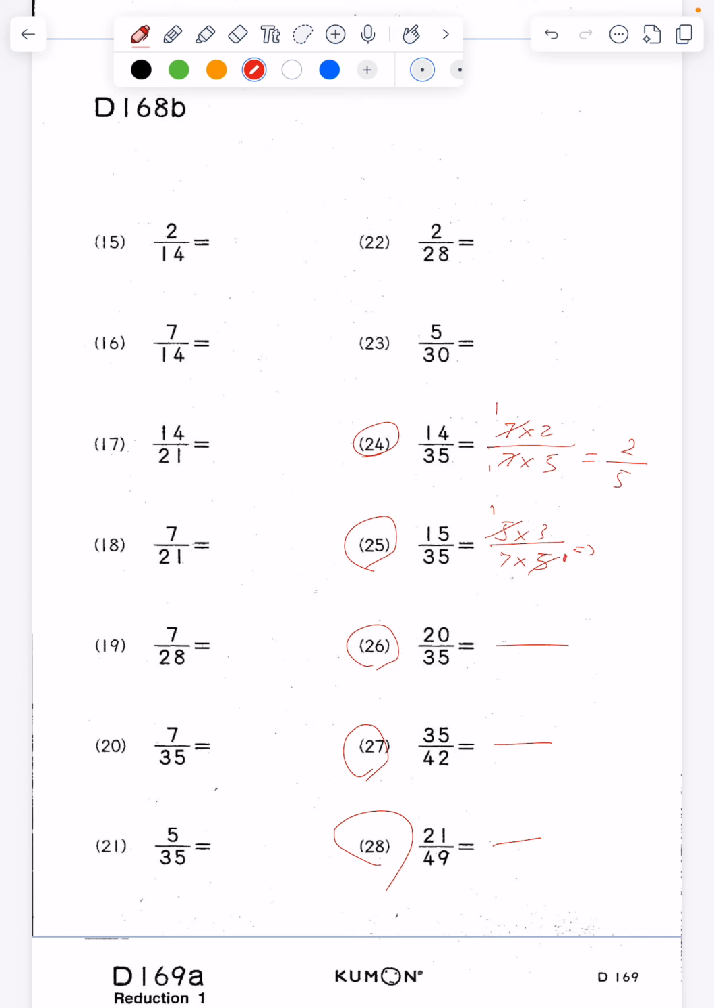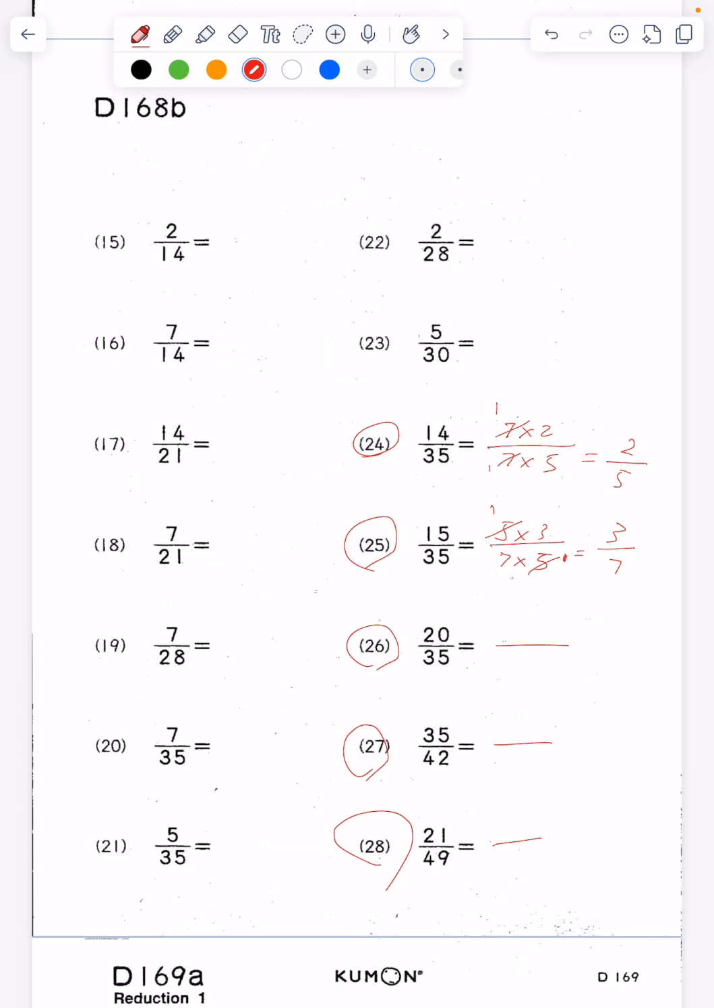So what does that crossing mean? That crossing means that they were both divided by 5. That's why you have 1 left here, and another 1 left here. So what do I have left? 7 on the bottom. What about the top? 3. Okay. Now I want you to try 26, 27, 28, the same method.